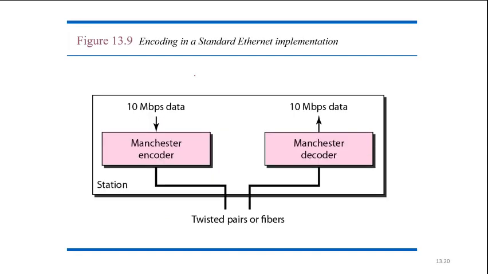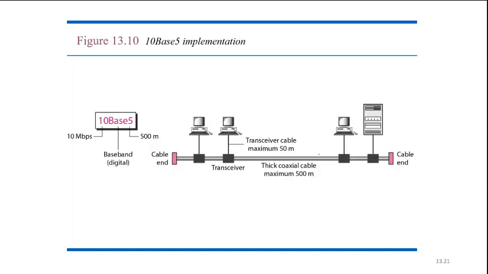And what type of encoding is done? Here the Manchester encoding is done. Manchester encoding is done at the sender side, and at the receiver side, the Manchester decoding will be done. The same thing is explained here, how it is basically implemented.